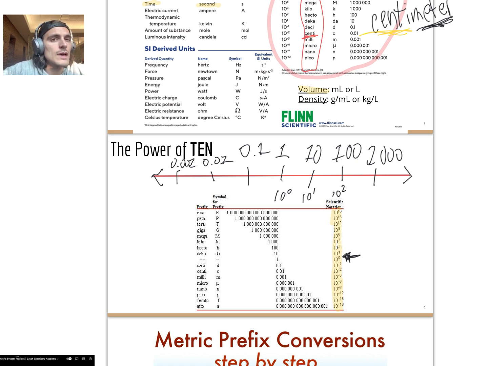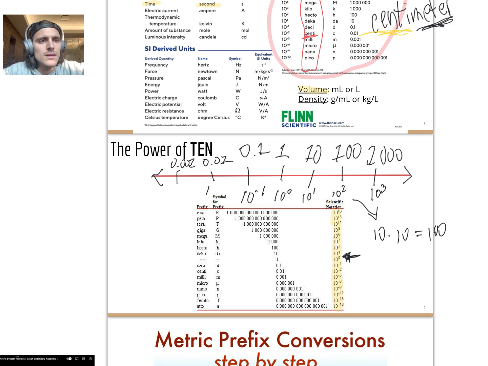Remember, the exponent is how many times you multiply that 10, so 10 to the second is 10 times 10, or 100, okay? And then 1,000 is 10 to the third, okay? If we're going backwards, so if we're going towards these numbers over here, it's going to be 10 to the negative 1, then 10 to the negative 2, 10 to the negative 3.